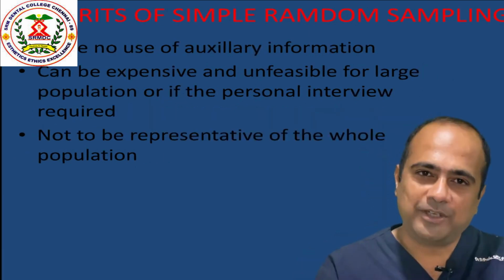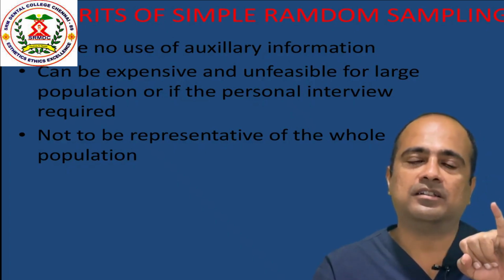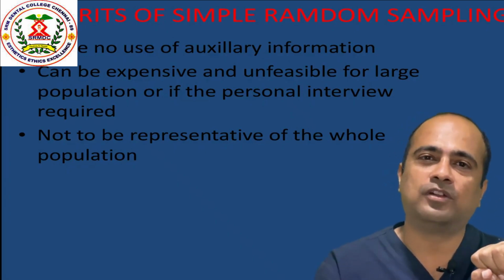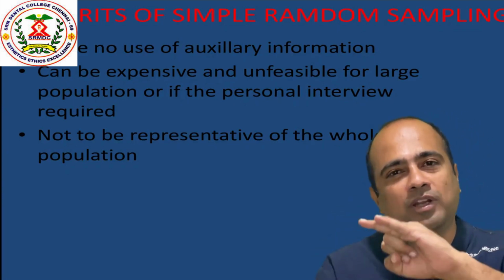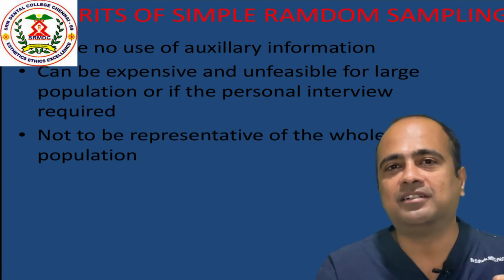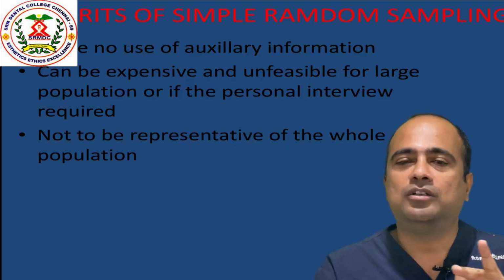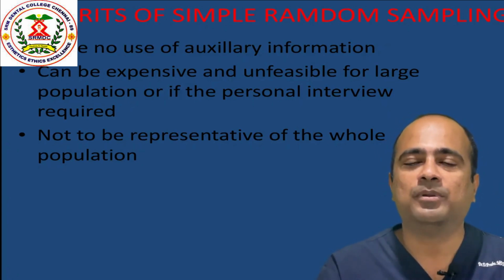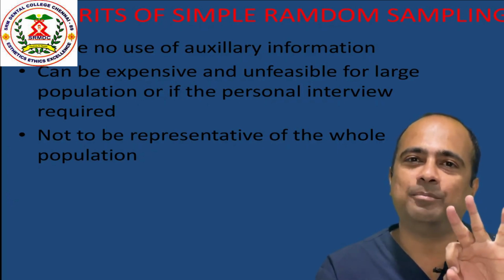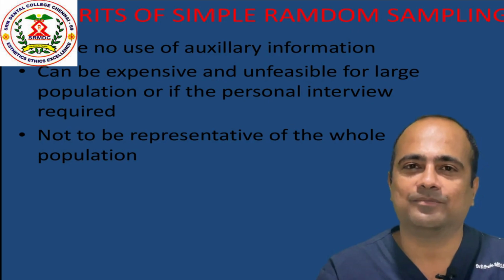Coming to the demerits of this simple random technique, first, it is very expensive for the whole population. Second, it cannot be a true representative of the whole population because it doesn't involve the subset details. Third, no additional or auxiliary information is used in this simple random technique. So these three are the basic flaws or demerits of the simple random technique.